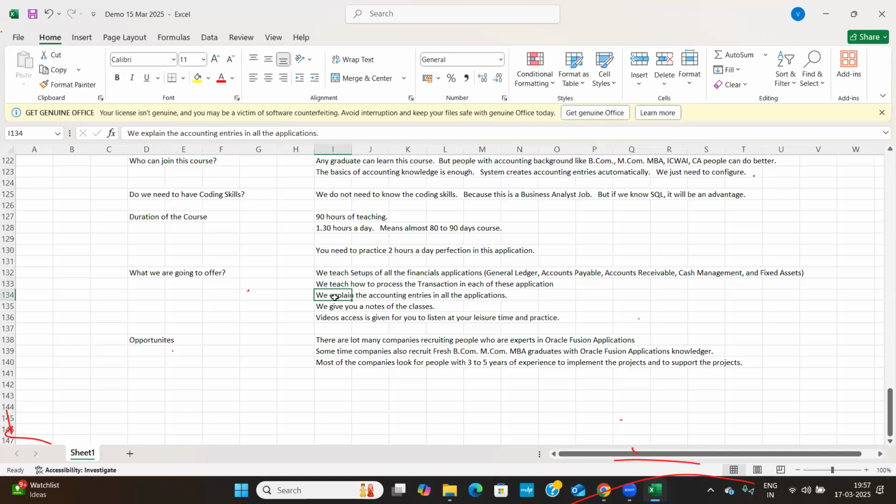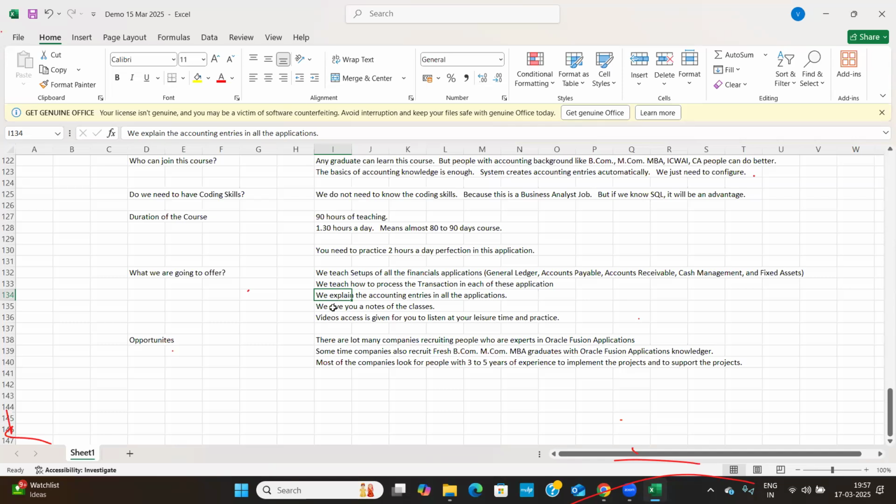Then we explain the accounting entries for each and every transaction, because this is a financial application. For every transaction, the system creates accounting entries. Why is it creating accounting entries? How are the accounting entries created by the system automatically? We don't do manual accounting entries. The system will automatically create accounting entries as per the setup we make.